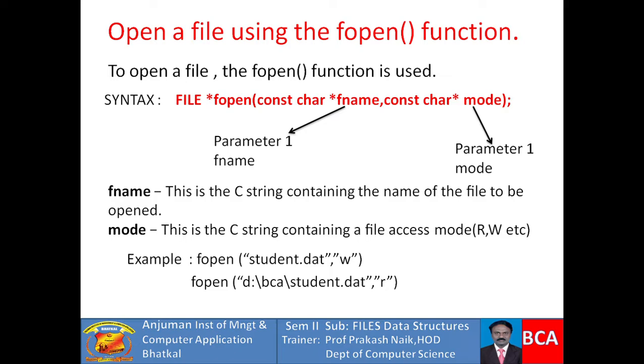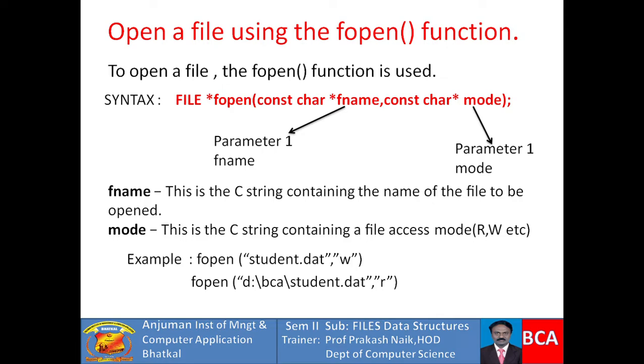Now this file name can have a path or may not have a path. If it doesn't have a path, the file is searched in the current directory. And if the path is mentioned, the file is searched in the given path. You can see an example on the computer screen.